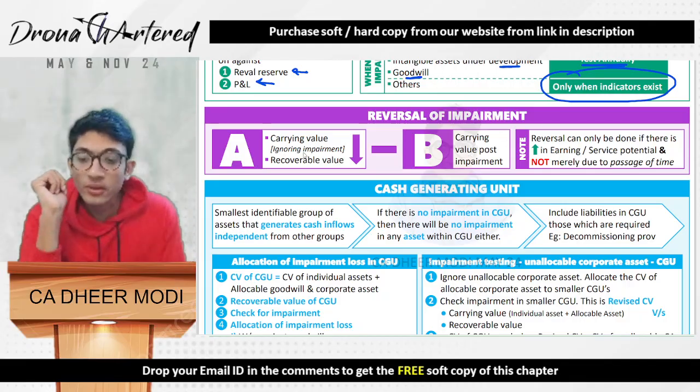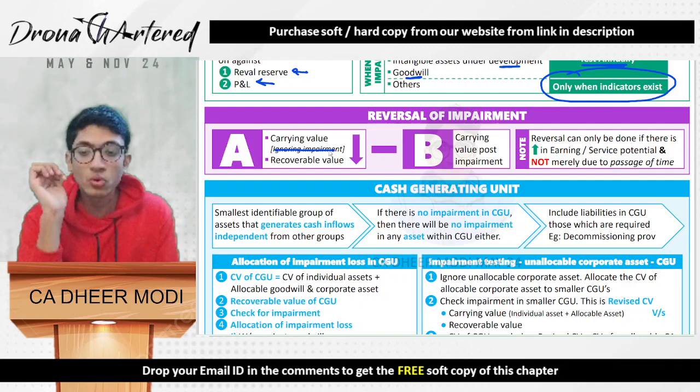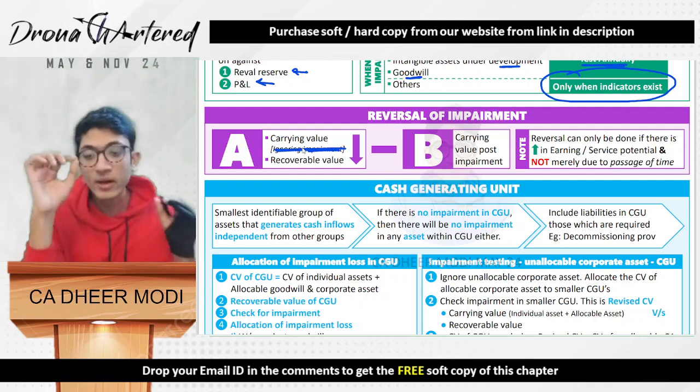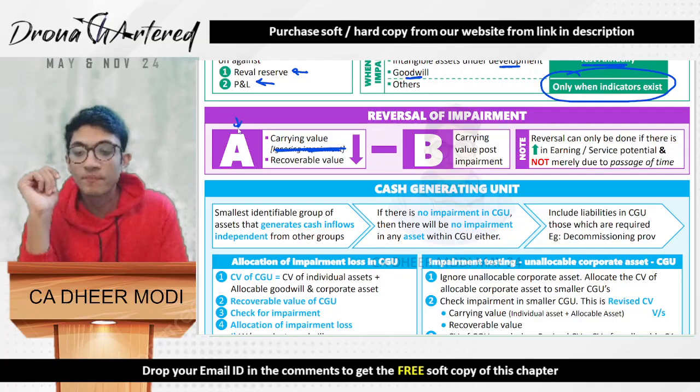Okay, so you have to assume what my carrying value of this asset would have been had there been no impairment. On this asset, what would be my carrying value, and what is my recoverable value today? Whichever is lower, that becomes your A.